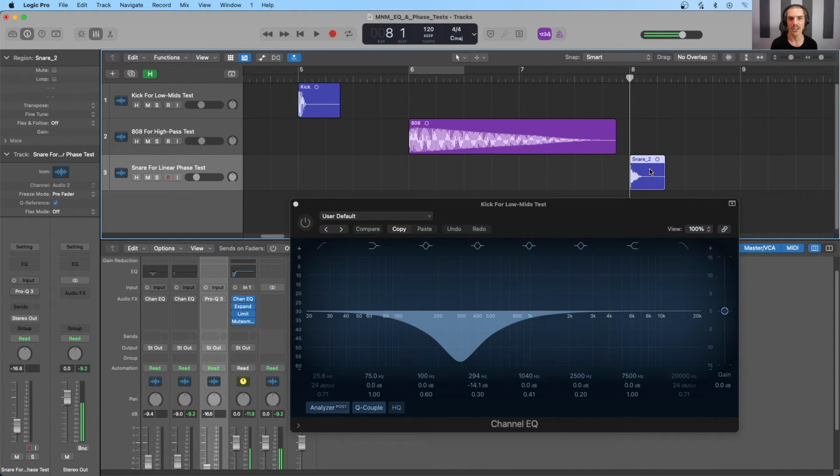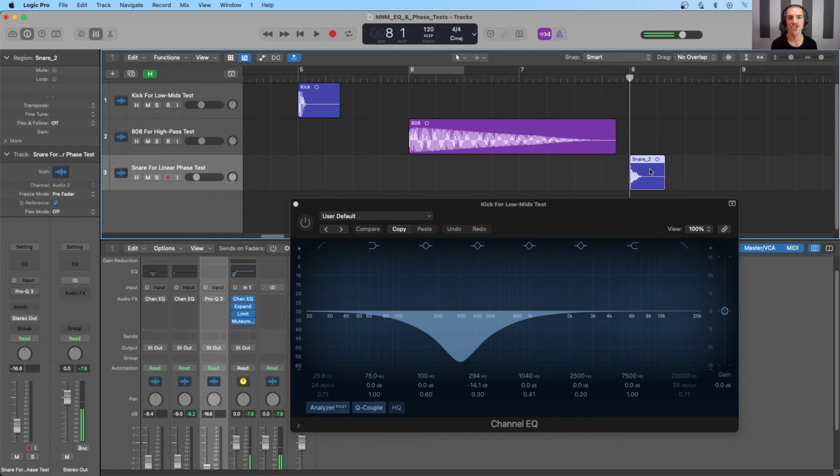EQ. Now, linear phase EQ gets rid of any phase shift at the expense of pre-ringing, which is essentially an echo before the sound actually starts. And I just want to go over and show you in a real obvious example what that sounds like, so that you know that there's not really any free lunch when it comes to EQ. You're either getting phase shift or you're getting pre-ringing.